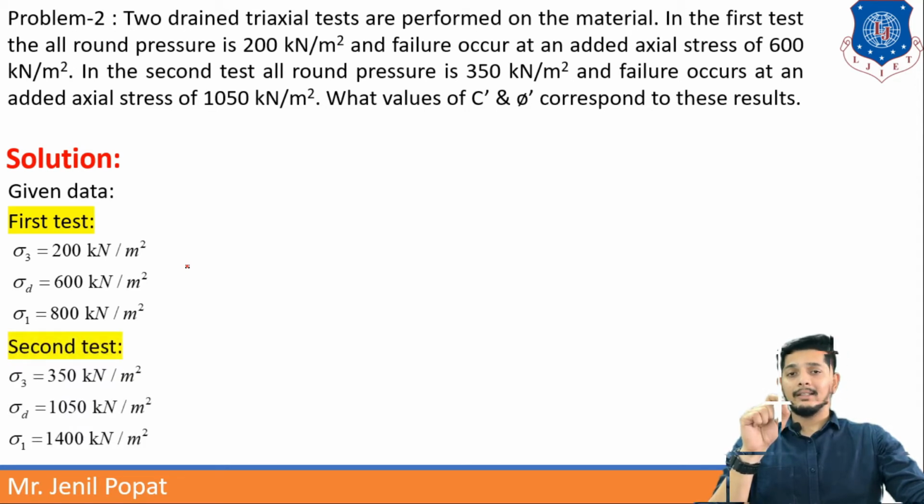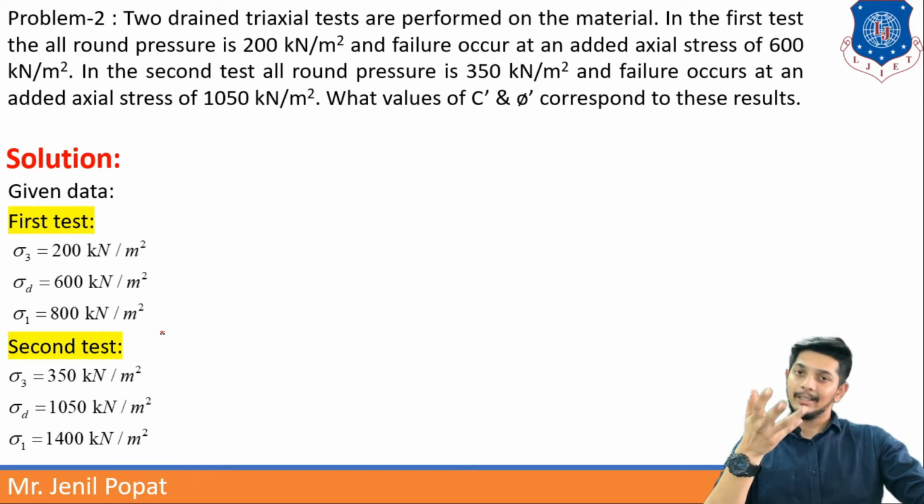And for second test, sigma 3 is given as 350 kilonewton per meter square. Sigma d, deviator stress, is given as 1050 kilonewton per meter square. So sigma 1 becomes total of both sigma 3 and sigma d. It will be 1400 kilonewton per meter square. So both the test cases are different.